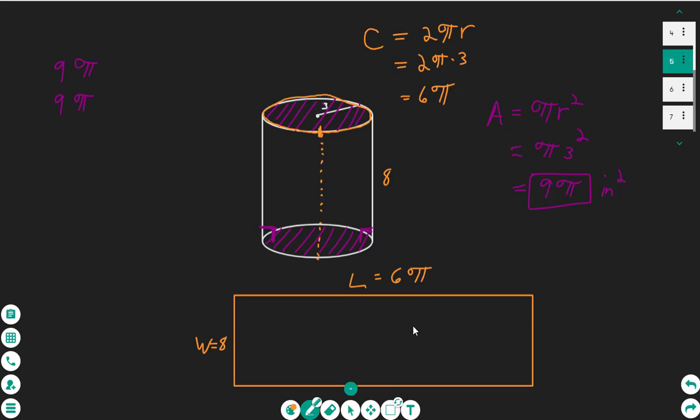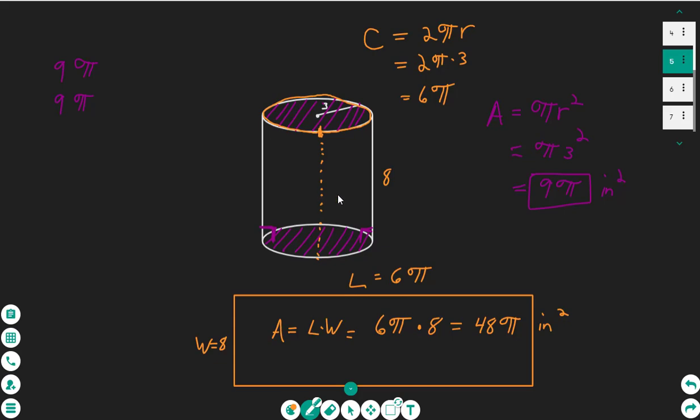There we go. Now, all we have to do is find the area of this rectangle. And the area is simply length times width, which in this case is 6 pi times 8, which is going to give us 48 pi. Okay? And I should probably say inches squared. Excellent. So that is the area of this circular part of the can.